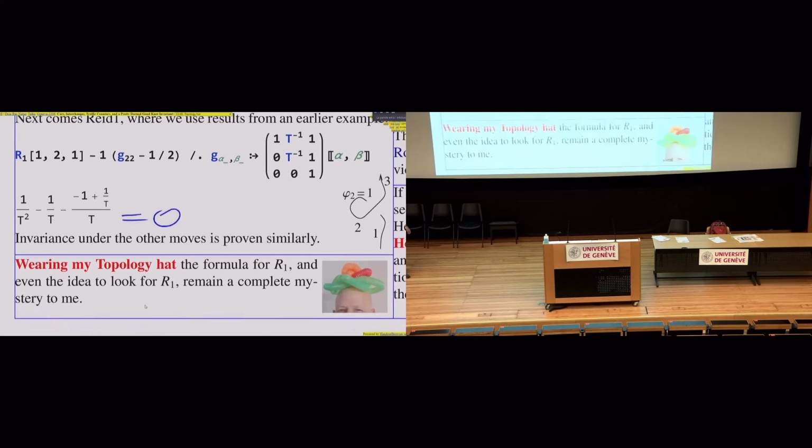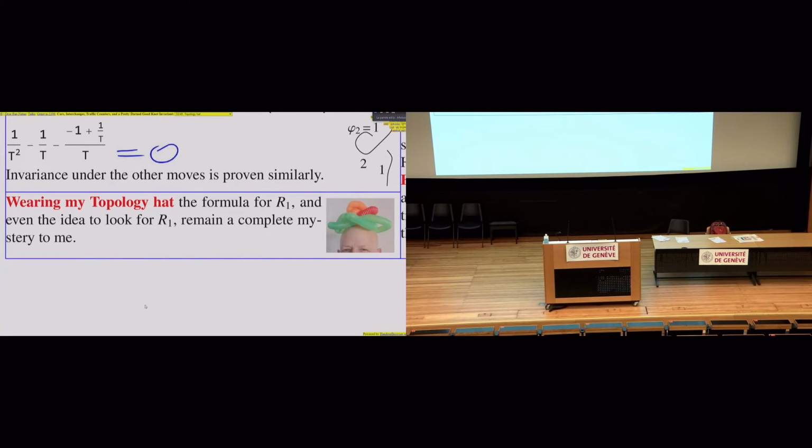So now, wearing my topology hat, I have no clue what's going on here. Okay? So the formula for R1, again, just to emphasize, this is one tiny box in my handout. It's a one-line formula. I have no idea where it comes from. I have no idea why one should look for such a formula. Once you look for such a formula, proving that it works is easy, but I have no idea where it's coming from. And my hope was that Cameron would tell me, but okay.